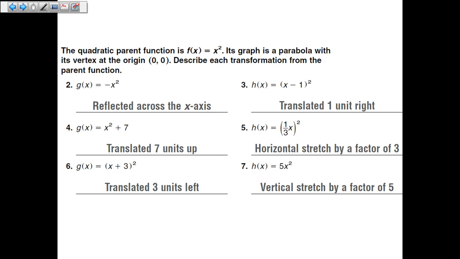Well, we can see that that negative in number 2 reflects it across the x-axis. In 3, it's translated 1 unit right. Remember, minus 1 inside, it's going to move it to the right 1. In number 4, it gets shifted up 7 units. In number 5, that's a horizontal stretch. Because we're dividing by 3, that's a horizontal stretch. And you can see the other 2 transformations.